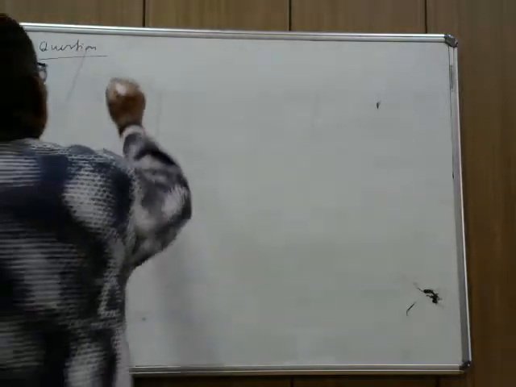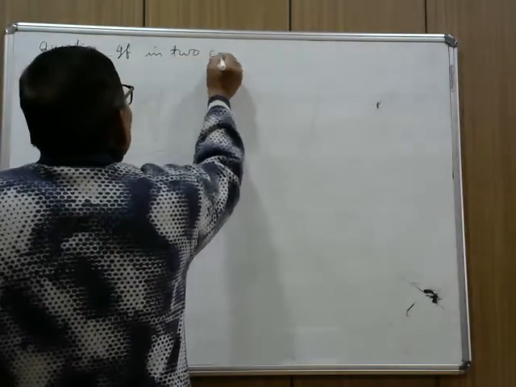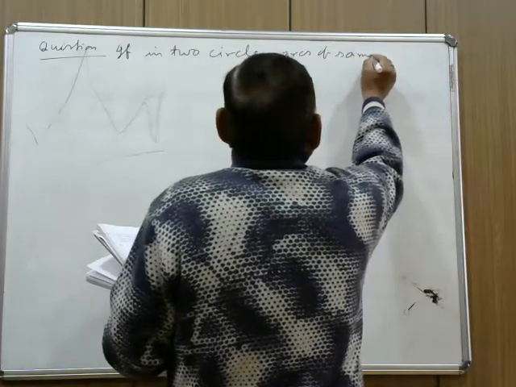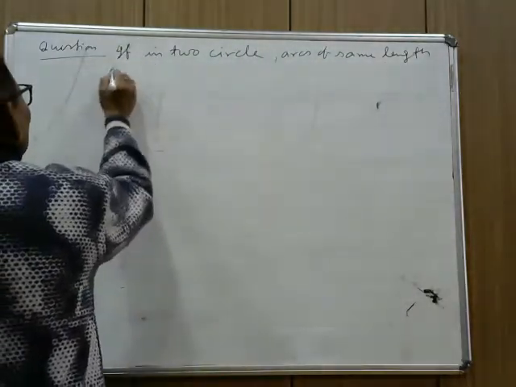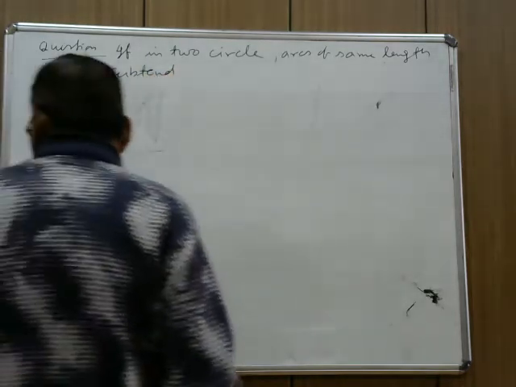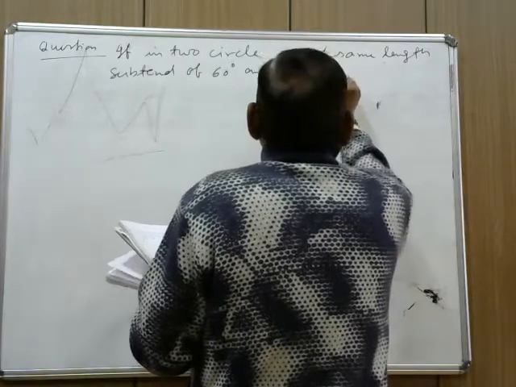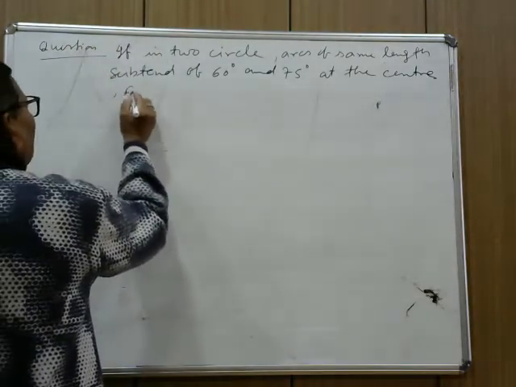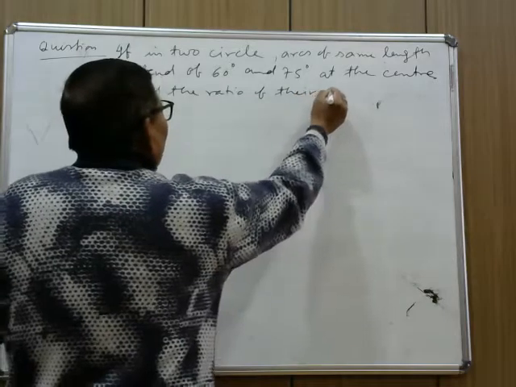In two circles, arcs of the same length subtend angles of 60 degree and 75 degree at the center. Find the ratio of their radii.